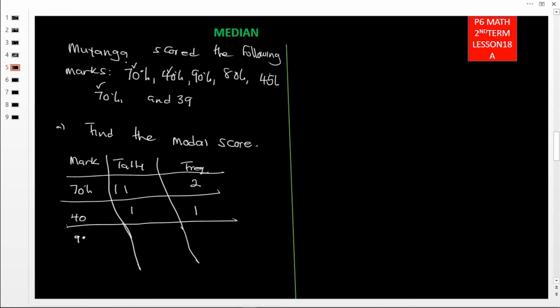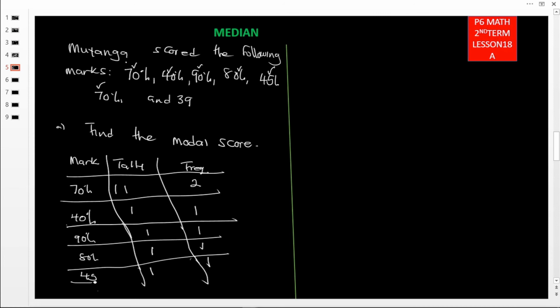We go to 90%. How many 90s do we have? We have 1 tally, so frequency 1. We go to an 80%. How many 80s do we have? 1 tally, so frequency 1. Then we go to 45. How many 45s? It is only 1, frequency 1. Then lastly we go to 39. You have 1 tally and it is also 1 time. So these are 2 times, 1 time, 1 time, 1 time, 1 time, 1 time.